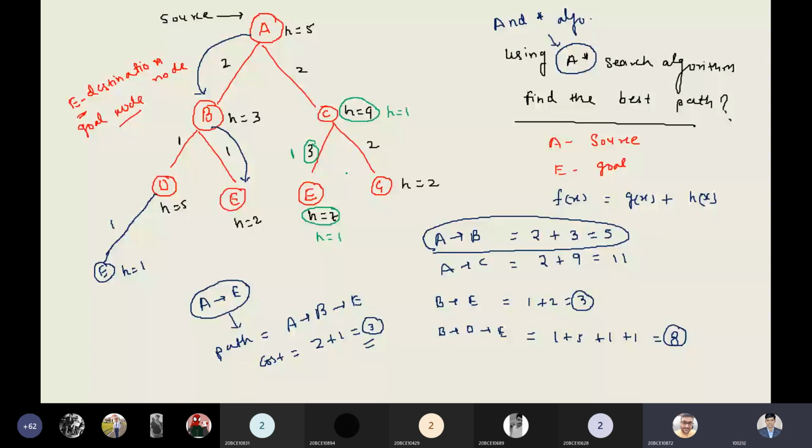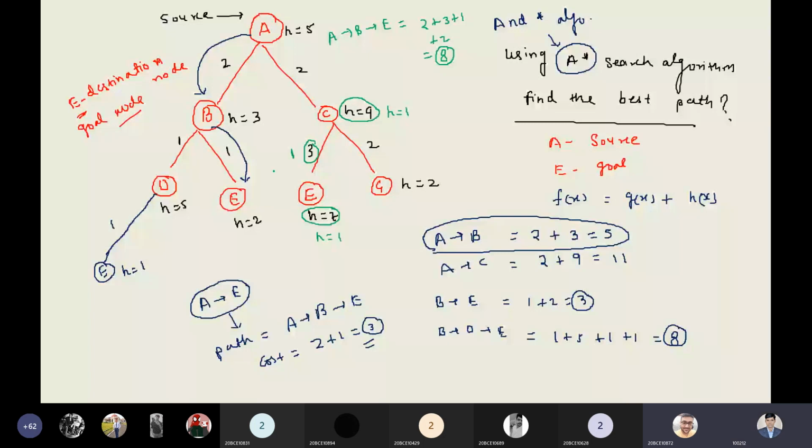Initially you have not shifted to A to B, A to C. If I choose A to B and A to E, what would be my cost? 2 plus 3 plus 1 plus 2. Am I right or not? Tell me right now, yes or no. So 2, 3, 2, that would be 8. If I choose this path A to B and E, this would be 8. Am I right? Yes, sir.